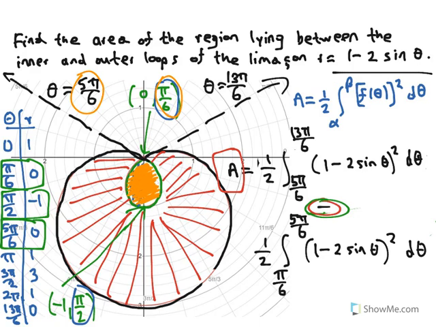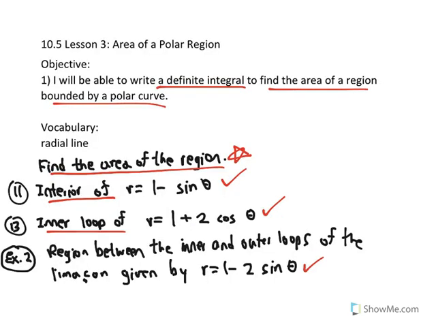And of course, to evaluate each definite integral, you would have to FOIL, and you will have to use a power-reducing formula.